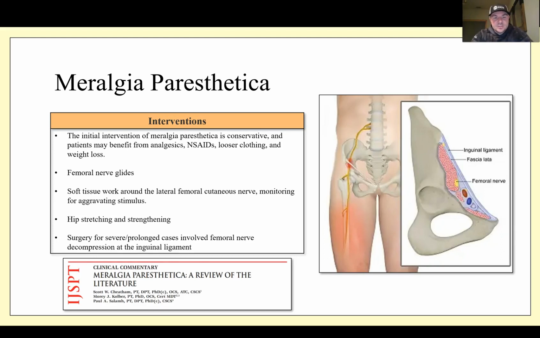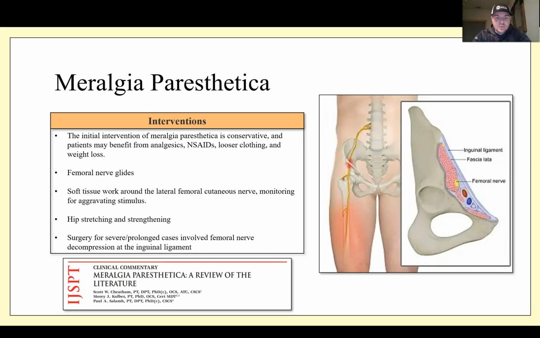So what are interventions we can do? Well, initial intervention is conservative. You may benefit from analgesics, NSAIDs, looser clothing, weight loss, femoral nerve glides, soft tissue work around this area. You want to make sure your soft tissue work isn't aggravating, because we know compression is one of the causes of this, so we don't want to compress directly on that area, but maybe loosening up or doing tissue work or down regulating tone around this area might help things move better. Hip stretching and strengthening, generally speaking glute strengthening, doing things that are more posterior chain based than anterior chain based, maybe to relieve some pressure from this area.